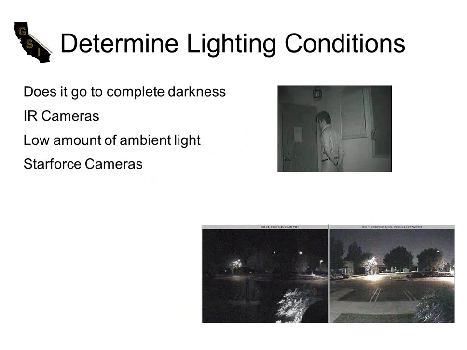The next part of picking cameras is determining the lighting conditions. Do you need to see in complete darkness? If so, then you would need an IR camera. As you can see in the first picture on the top, that is in complete darkness, but the camera switches to black and white, and the IR illuminates the room clearly. You cannot see the IR beams like a flashlight beam, but you can see a red glow coming from the LEDs.